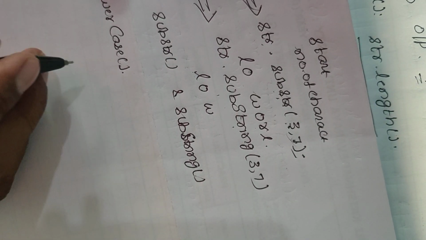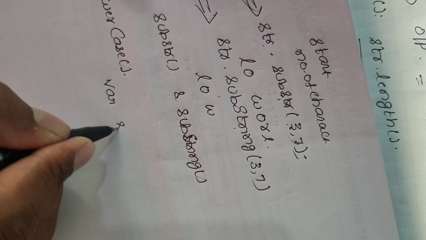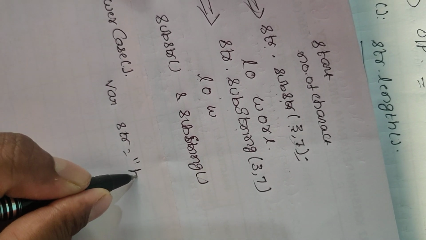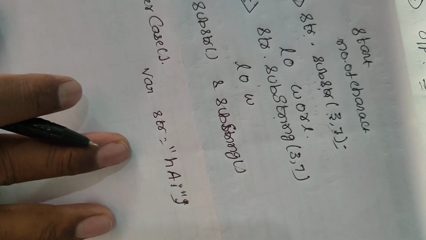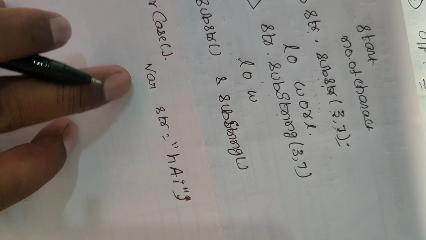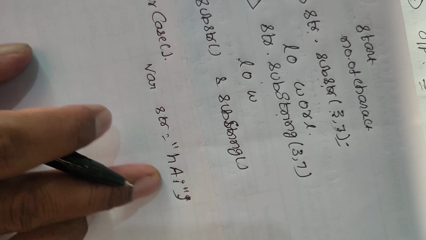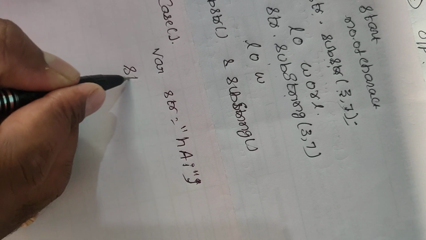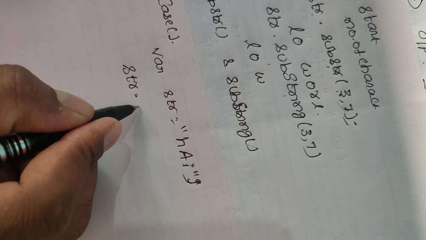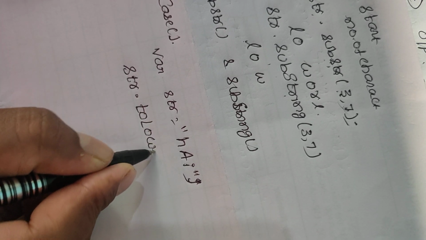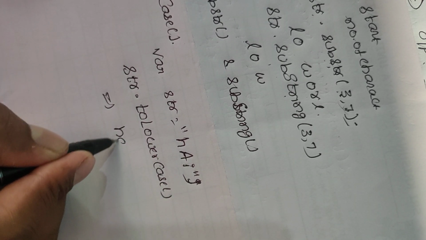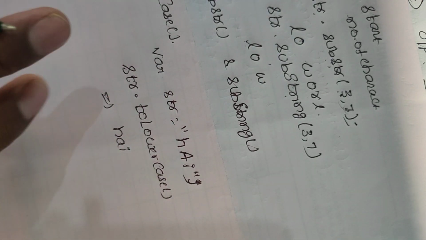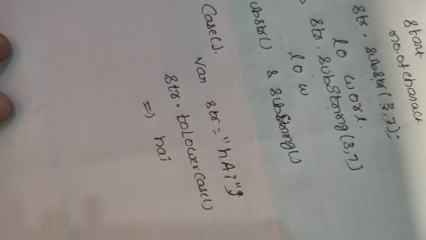For example, I will take one simple example. Our str is equal to HAI. If you want to convert all letters into lowercase letters, we simply write str.toLowerCase. Now the output is hai. That means our string data will be converted into lowercase letters. So this is the concept of toLowerCase.